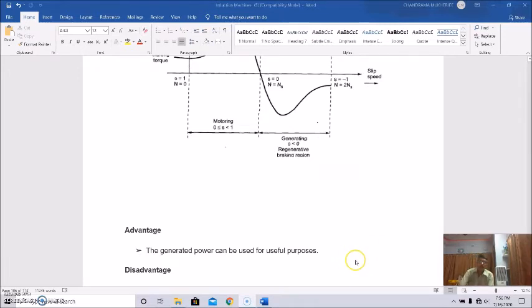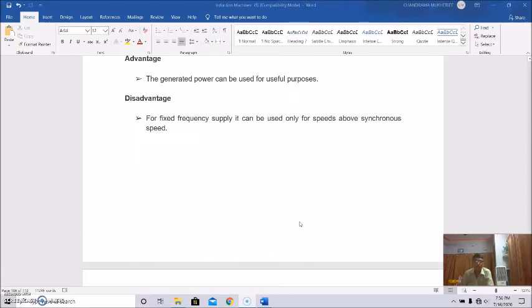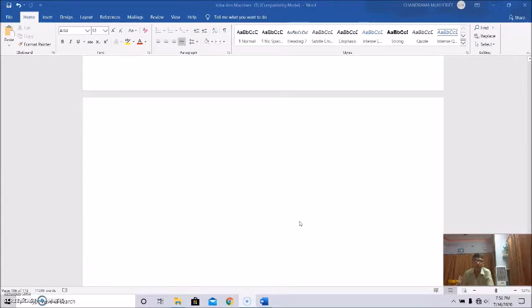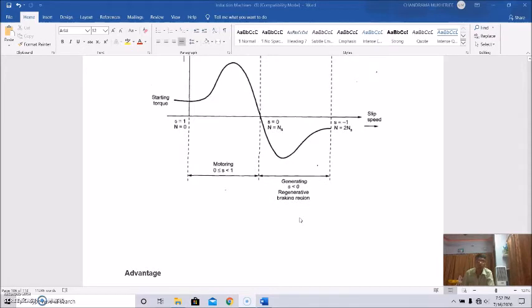The advantage is that the generated power can be used for useful purposes, and there is a disadvantage also. The disadvantage is that for a fixed frequency supply, it can be used only for speeds above synchronous speed. And so with this we can say we complete our discussion about the braking of induction motor.